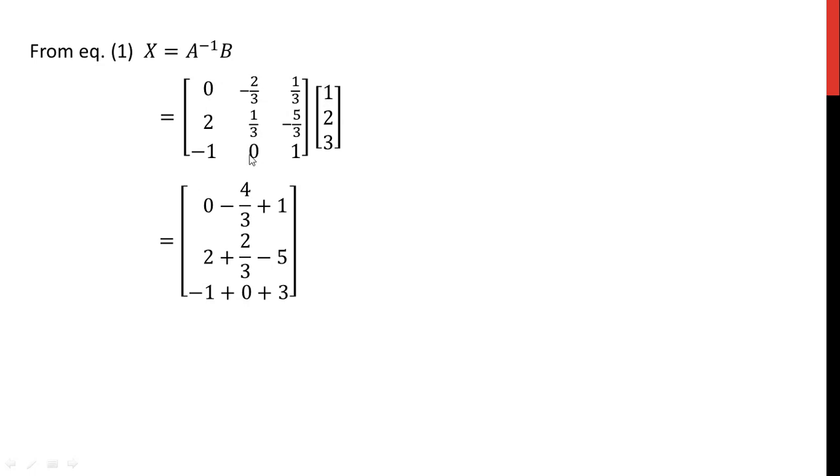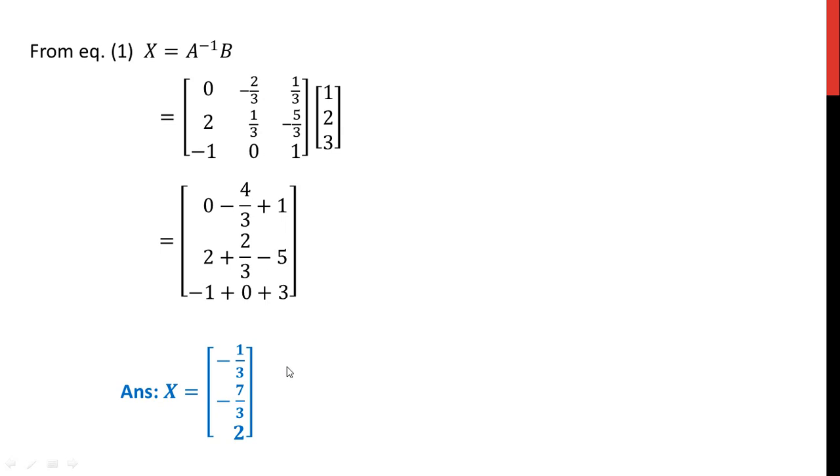See here, 0 into 1 is 0, minus 2 by 3 into 2 is minus 4 by 3, plus 1 by 3 into 3 is 1. Then second row first column, so 2 into 1 is 2, plus 1 by 3 into 2 is 2 by 3, minus 5 by 3 into 3 is minus 5. Then third row first column, minus 1 into 1 is minus 1, plus 0 into 2 is 0, plus 1 into 3 is 3. So see this calculation, and hence we get this matrix, that is minus 1 by 3, then minus 7 by 3 and 2. So this is the matrix X.